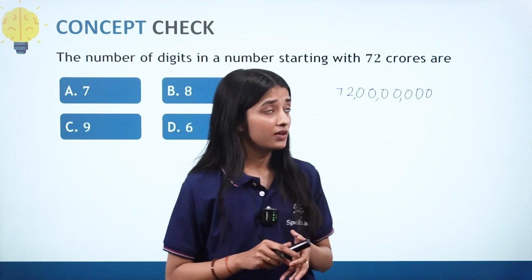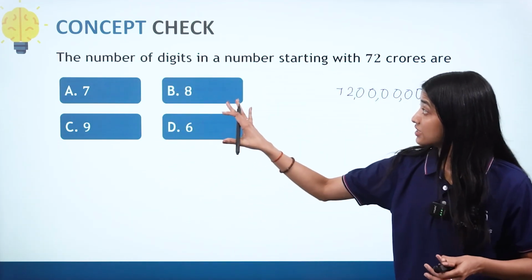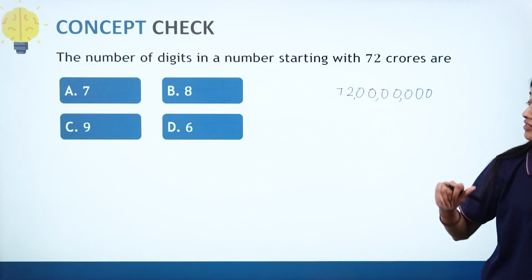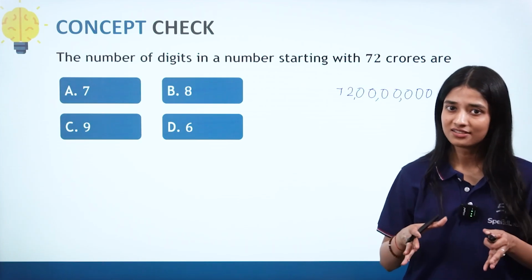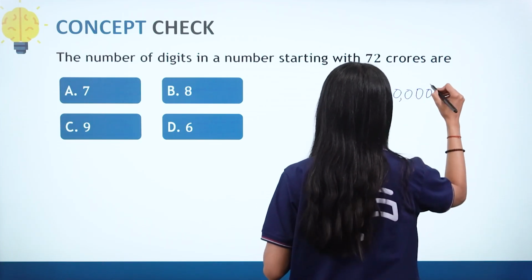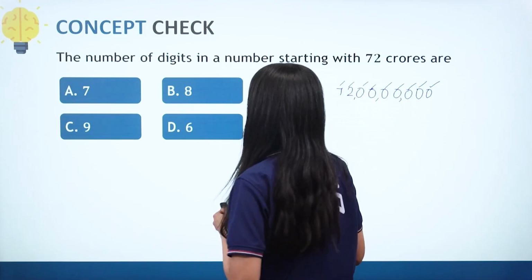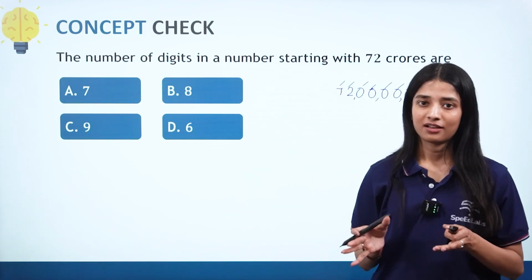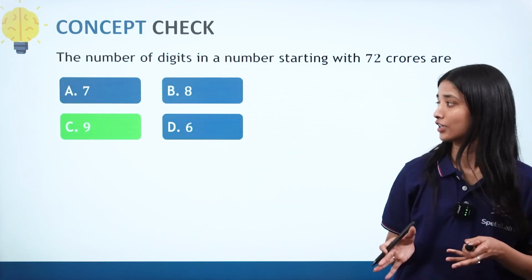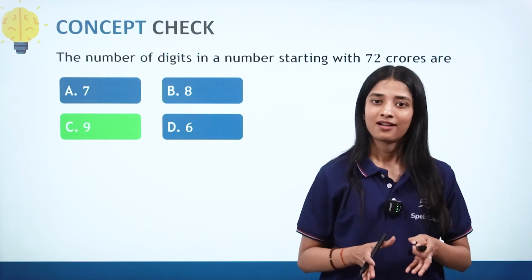Then after this, what do we have to do? The number of digits in a number starting with 72 crores. How many digits are here? You can just count from here: 1, 2, 3, 4, 5, 6, 7, 8 and 9. So there are 9 digits in a number starting from 72 crores. So option C is the correct answer.